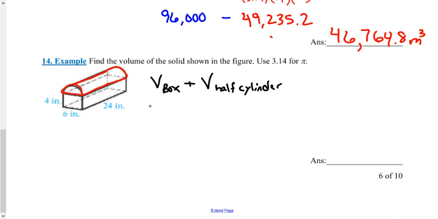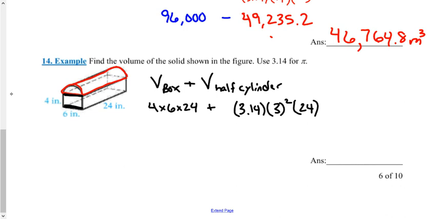Okay, the volume of the box is pretty easy. That's 4 times 6 times 24. The volume of the cylinder, remember, is going to be pi r squared. Okay, I can see that if this is 6, then the radius will be half of that, right? If this is 6, the radius is going to be 3. So we'll use 3 squared. So pi r squared times the height. This is 24 inches long.